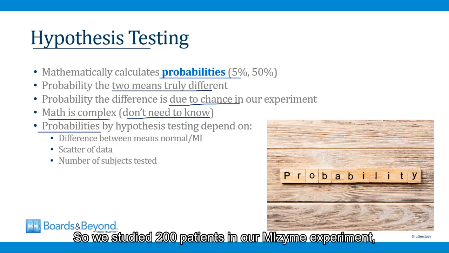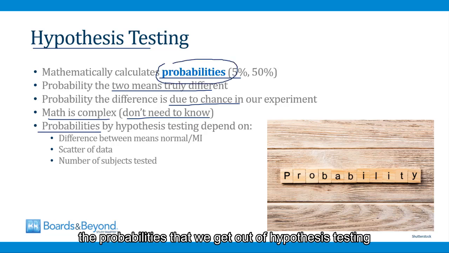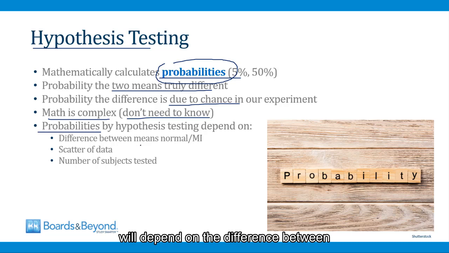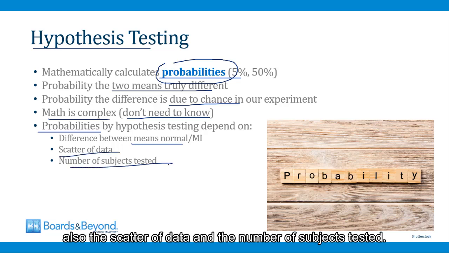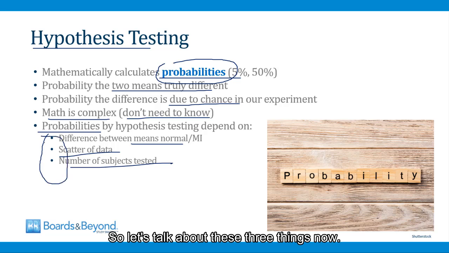So if we studied 200 patients in our MI-zyme experiment, the probabilities that we get out of hypothesis testing will depend on the difference between the means of normal and MI patients that we find, also the scatter of data and the number of subjects tested. So let's talk about these three things now.